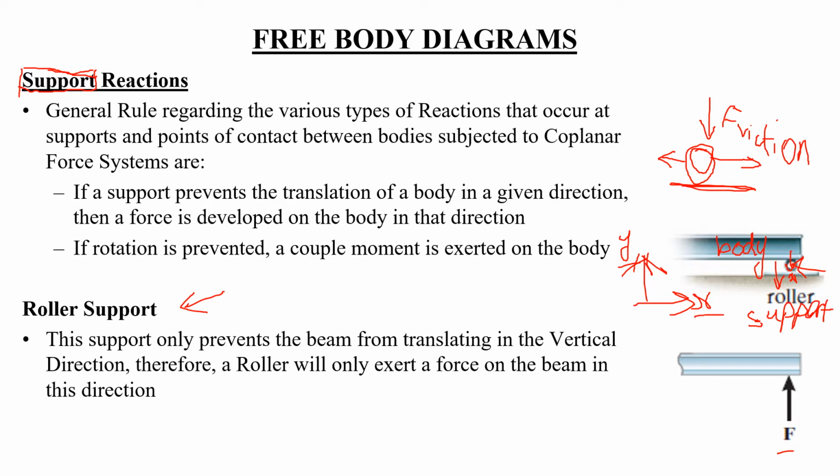So a support prevents the translation of a body in a given direction. For example, if you apply a pin here, or if you weld this beam to the ground, or if you just fix this beam to some wall, then your moments will also be restricted. You cannot move, you cannot rotate this beam in any direction. So now this support will also exert a couple moment on the body. You will see in later examples how these supports are created.